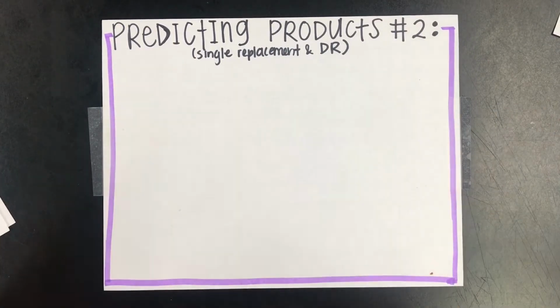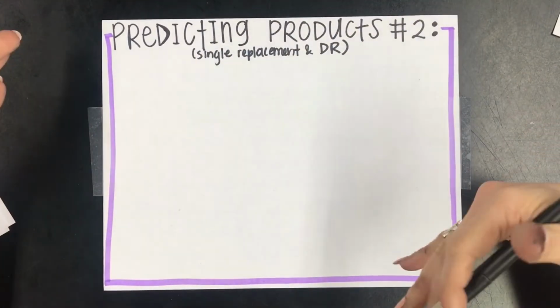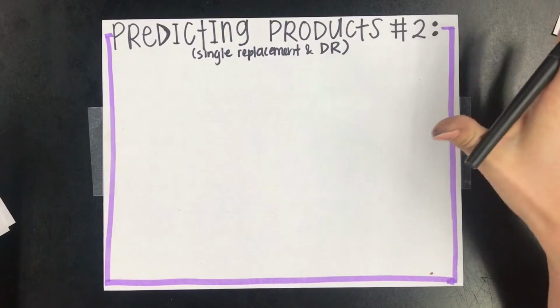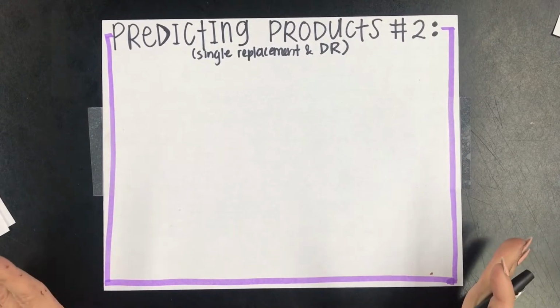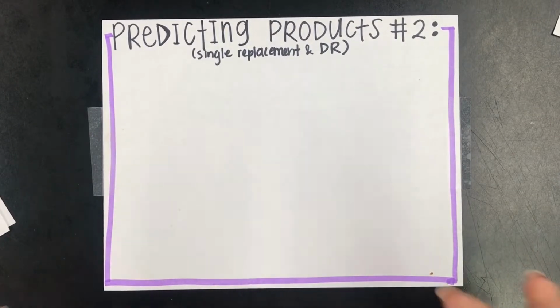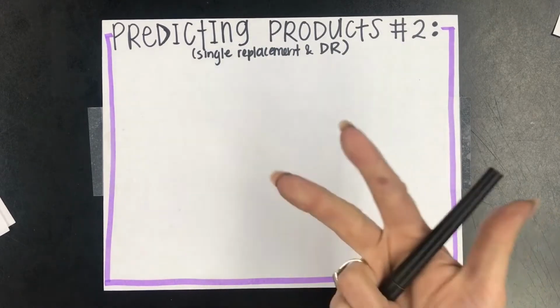When we get some more advanced chemistry, you'll look at seeing if reactions actually happen. But right now, we're just looking at predicting very simple products. We are assuming all of the reactions will happen, okay? So, there are 2 types. In the last video, we looked at the composition, decomposition, and combustion.